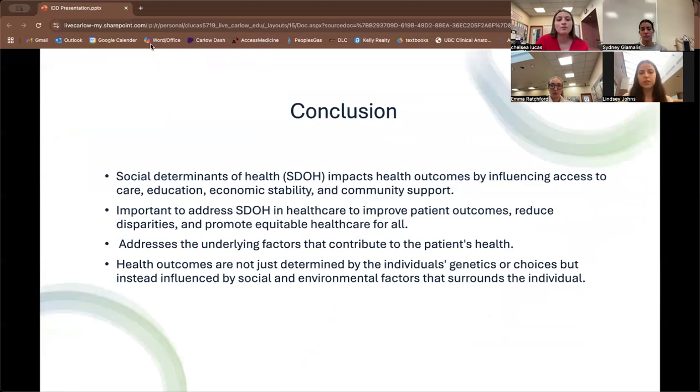So in conclusion, the social determinants of health for individuals with disabilities impact their health outcomes by influencing access to care, education, economic stability, and community support. It's important to address the determinants of health in healthcare to improve patient outcomes, reduce disparities, and promote equitable healthcare for all. We want to address the underlying factors that contribute to their health, because health outcomes are not just determined by the individual's genetics or choices but instead by social and environmental factors that surround the individual. So we think that's important to know as well, because with extra time and resources, individuals with disabilities can excel and receive quality of care.